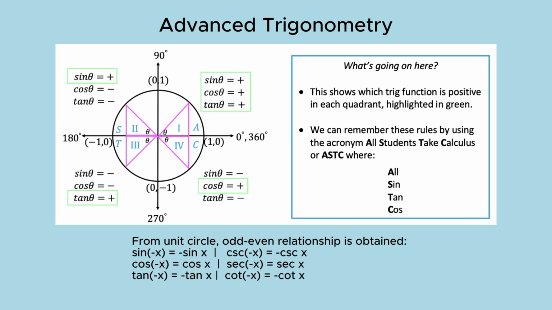The reason for cos is that a negative angle goes clockwise, and this gives a negative angle. But because the x-axis is positive, that's why cos is positive. So secant is also positive for this reason.